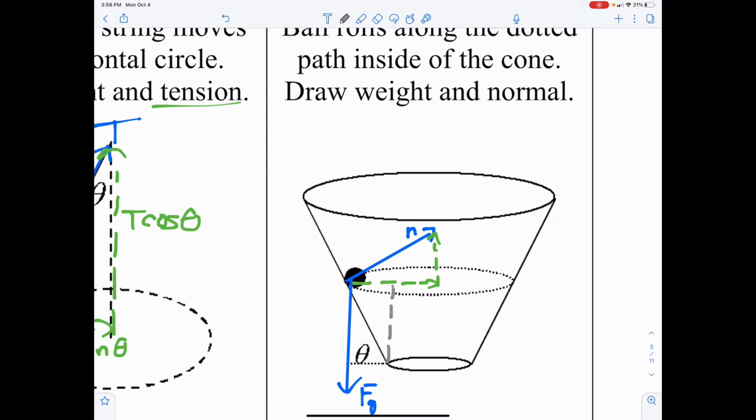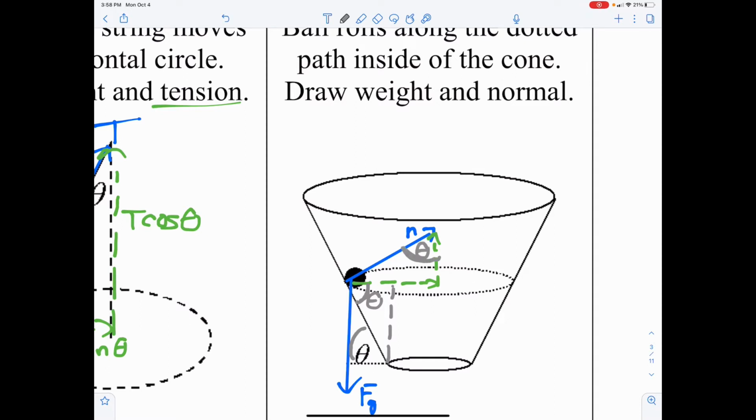Okay. Now, you know that this angle here and this angle here are exactly the same because those are alternate interior angles. Which means if this whole thing is 90 degrees, then this angle here and this angle here are complementary and add to 90 degrees. That makes this angle theta the same as this angle theta up here.